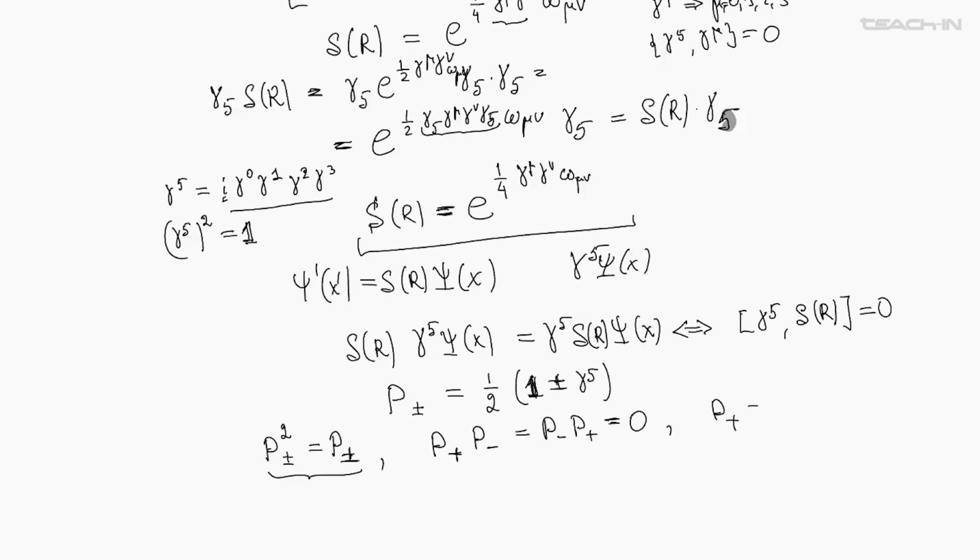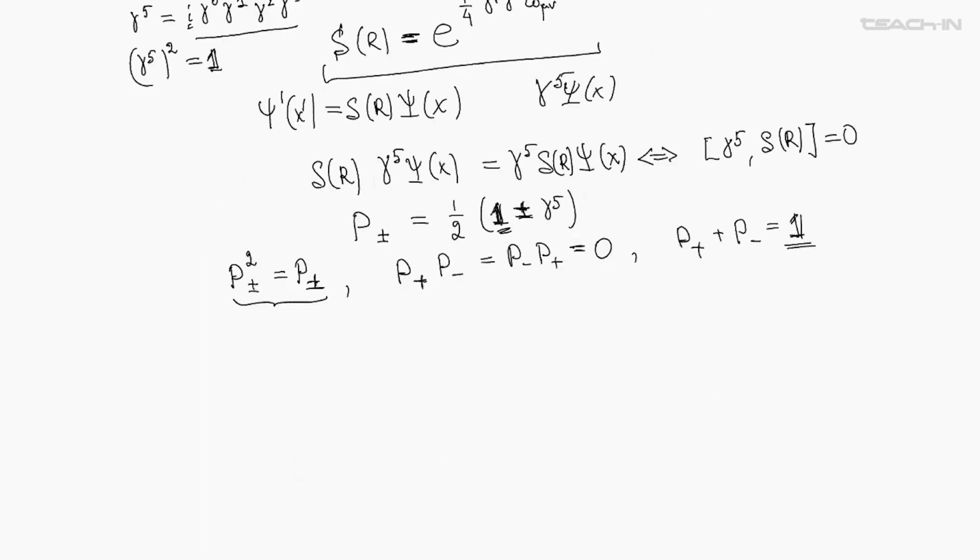But this is clear from the definition immediately. When you add them up, then gamma 5 cancels out because of these plus minus signs. And then twice 1/2 of 1 gives you the identity matrix. So this property is clear. The other properties follow immediately from the properties of gamma 5. Say, for instance, if you take P plus and multiply it with P plus, you will get 1/4, 1 plus gamma 5, 1 plus gamma 5.